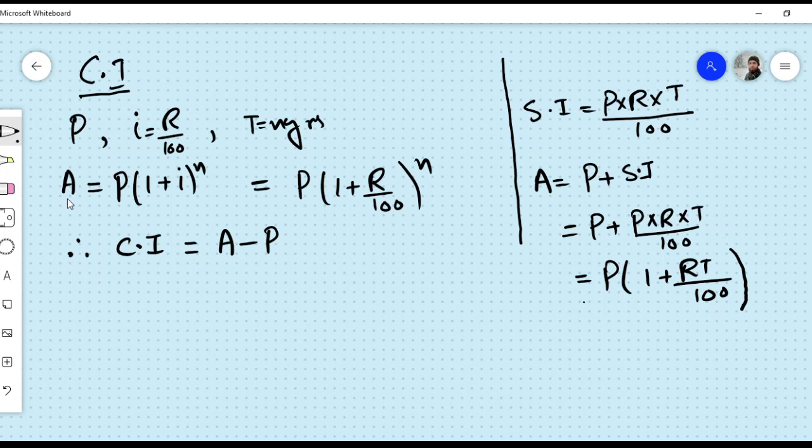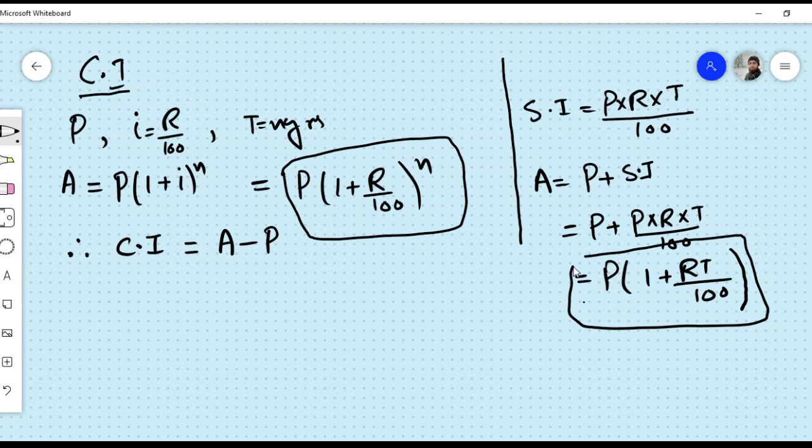But in compound interest, the accumulated amount is P into 1 plus R divided by 100 power n. In terms of I, the accumulated amount here is P into 1 plus I power n, and here it is P plus I. Remember these two things and we will get the idea.